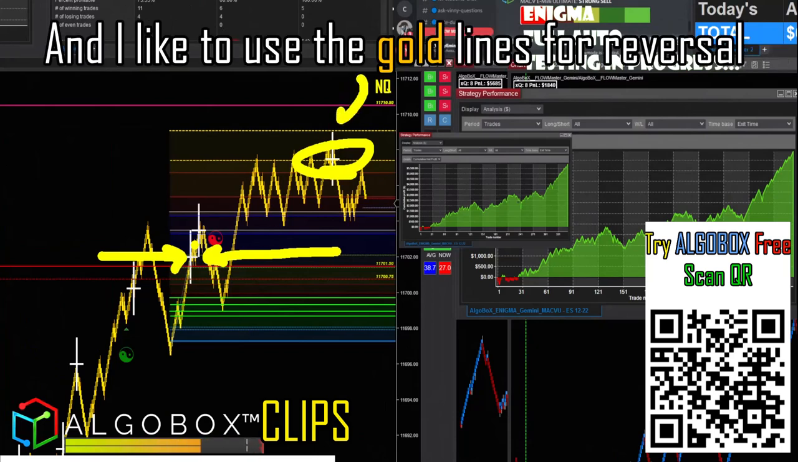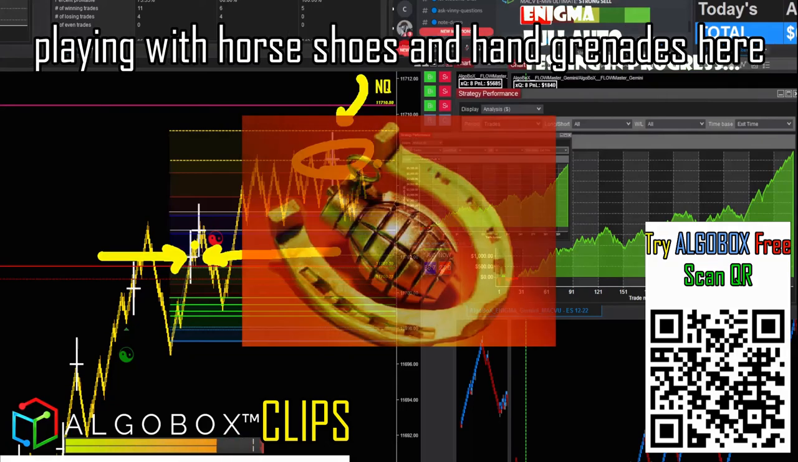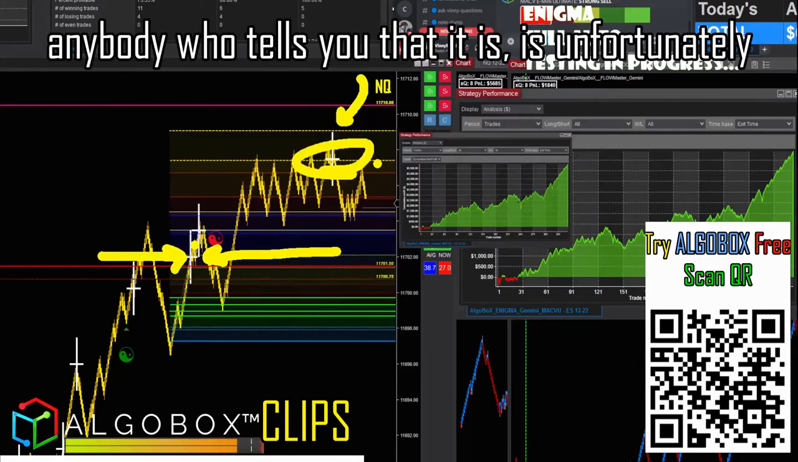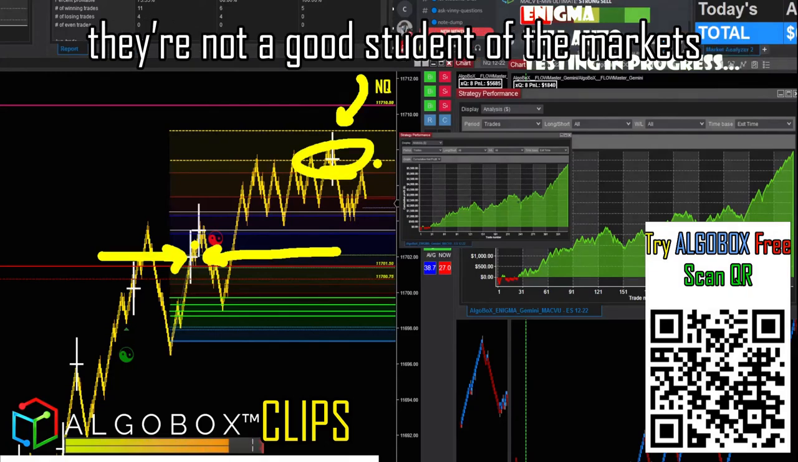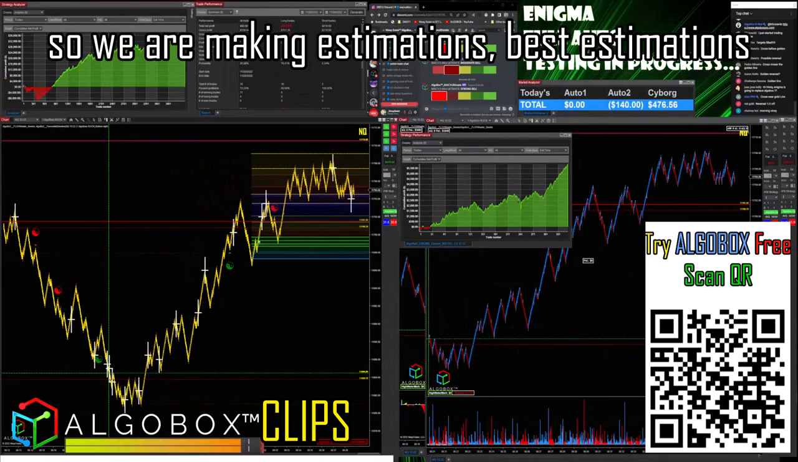And I like to use the gold lines for reversal opportunities as well. You know, again, we are playing with horseshoes and hand grenades here. Nothing is exact science. Nothing is exact math. Anybody who tells you that, unfortunately, they're not a good student of the markets, or they have been classically trained improperly. So we are making estimations, best estimations.